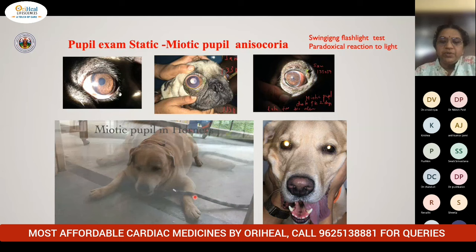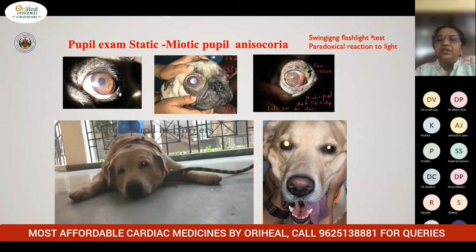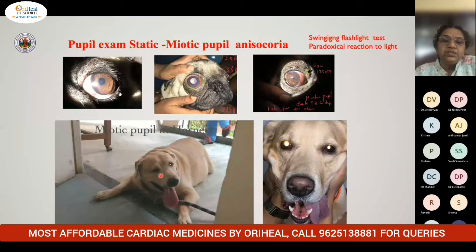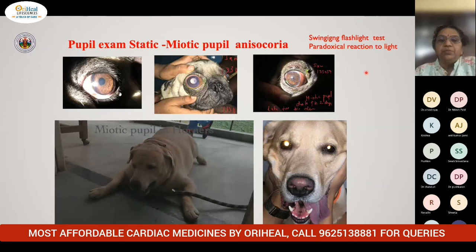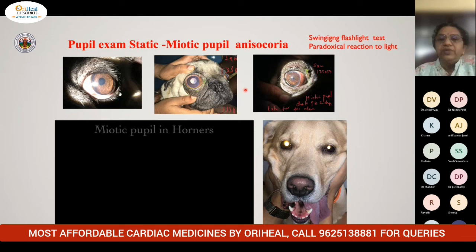The swinging flashlight test is very important. When you shine light into the eye, instead of contraction, the pupil will dilate when the lesion is there. That is why I have written here paradoxical reaction to light. And that is something about the meiotic pupil. As for the significance of a meiotic pupil in the clinical setting, if the animal is presented like this, you can see a very highly meiotic pupil. That indicates that some inflammatory reaction is going on or pain is there, prostaglandin release is there. That has resulted in the meiosis inside the eye.